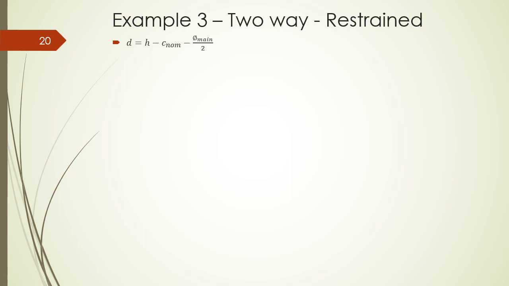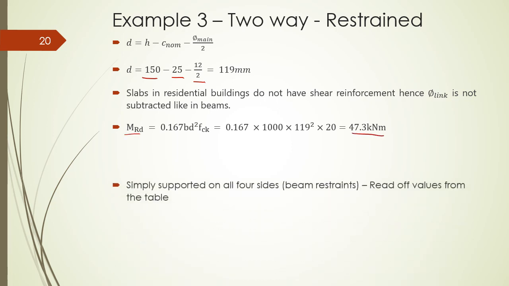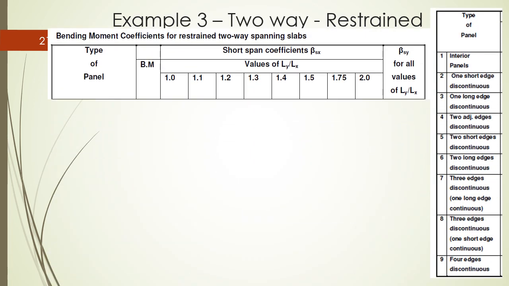Then we'll calculate the effective depth d by taking the overall depth less the cover less half the main bar diameter to get 119. The diameter of the link is ignored as there are no shear links in slabs or residential buildings. Computing the design moment of resistance MRd will give us 47.3, and we will need to get the values of, in this case now, beta Sx and beta Sy, since we have beam restraints. There's not an exact value of 1.67 in the table as shown in this chart, so we will need to interpolate between 1.5 and 1.7.